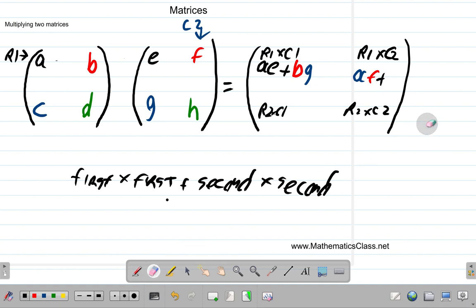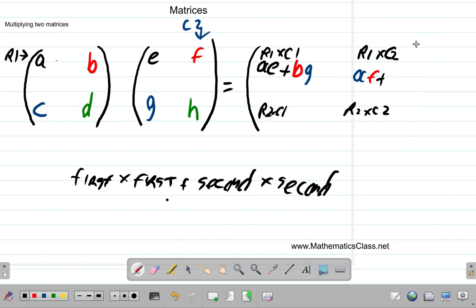Plus, let me just move this bracket to make a little more space over here. Then, second in row 1 times second in column 2, BH. Row 1, column 2, the seconds now. It is BH. Do you follow?